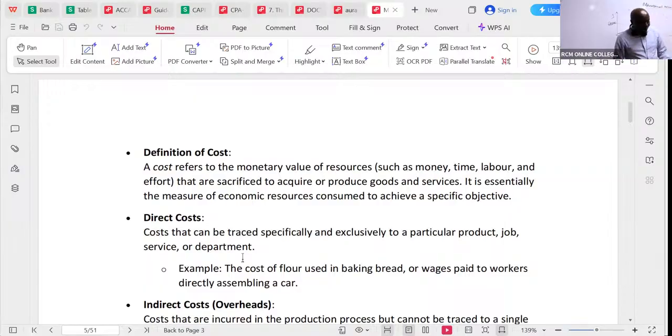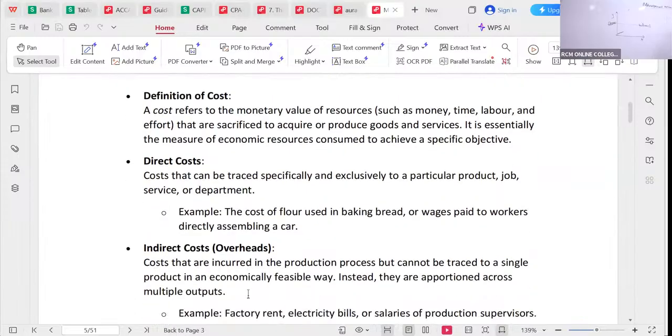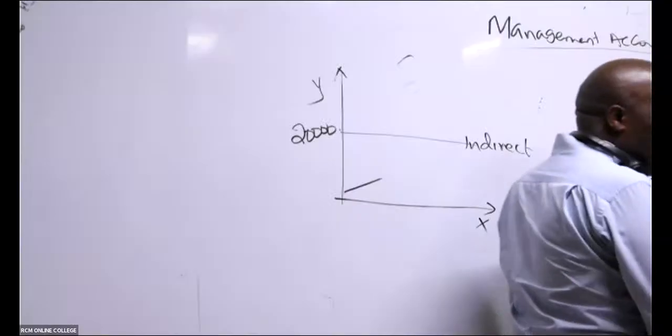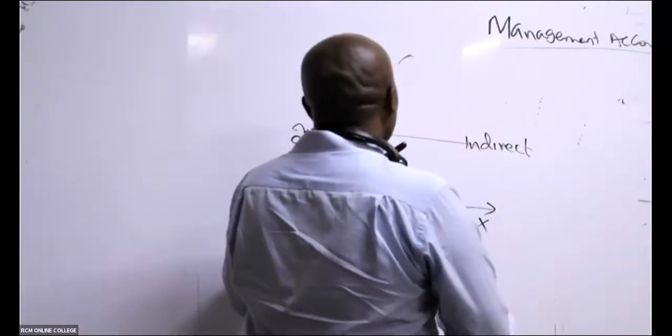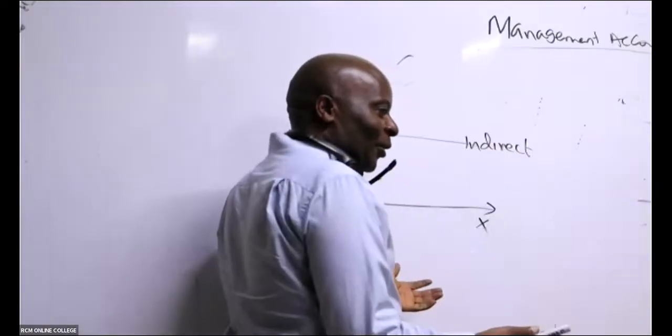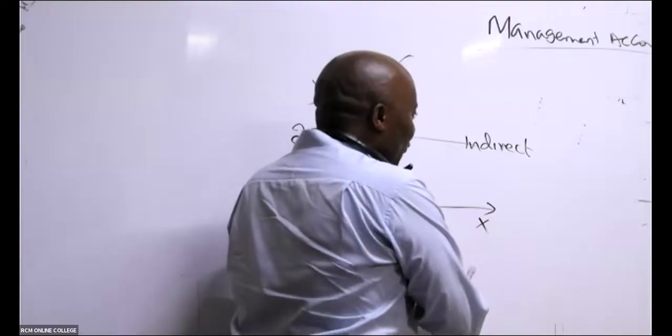Those are direct expenses. Indirect costs are what we shall be calling overheads, juu ya kichwa. These are costs that are incurred in the production process, but cannot be traced to a single product in an economically feasible way. Instead, they are apportioned across multiple outputs. So in this case, for example, the rent that we pay here, if you're paying this rent of 20,000, you can't say that this 20,000 was paid by this student. You guys are able to put together this money in the form of school fees.